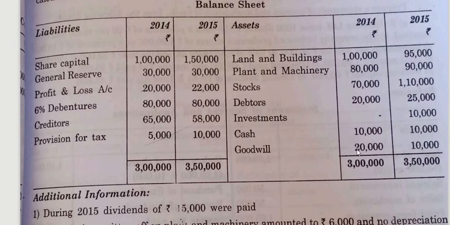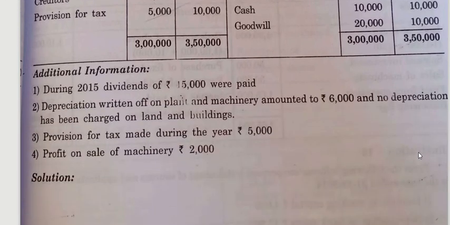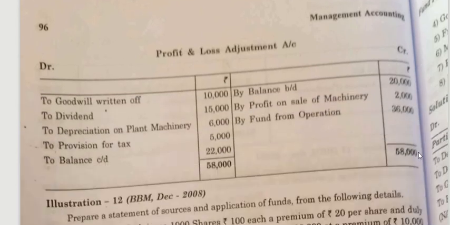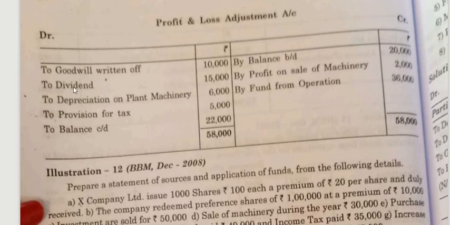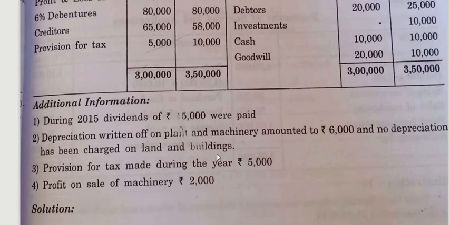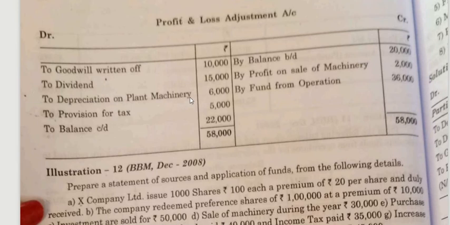So if the goodwill has come down, it is considered goodwill written off, which will again be considered as an expense in your profit and loss account, so it will be debited. So, to goodwill written off 20,000 minus 10,000, which is 10,000. To dividend 15,000. How did you get this 15,000? They have given it in the question itself directly. To depreciation on plant and machinery 6,000. To provision for taxation 5,000.